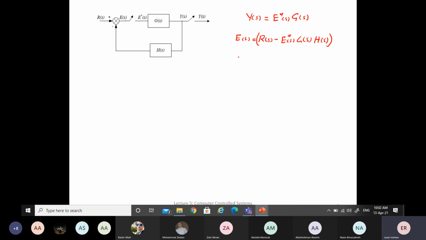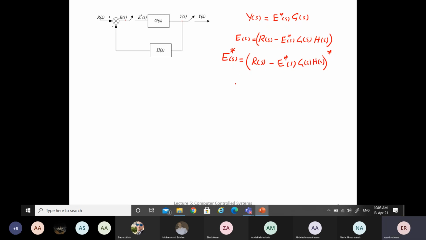Now if I take it again, R of s minus E star of s times G of s times H of s, which is E star G H of s, all of this subtracted from R gives me E of s. So if I take the standard Laplace transform for both sides of this equation, this is E star of s equals the standard Laplace transform of all of this term minus E star of s G of s H of s.